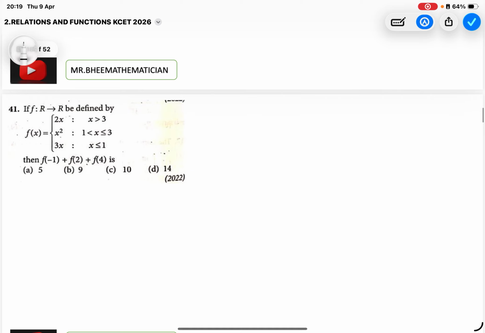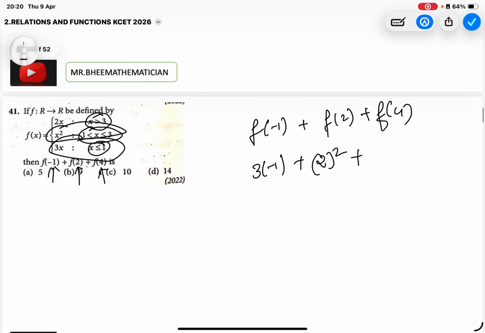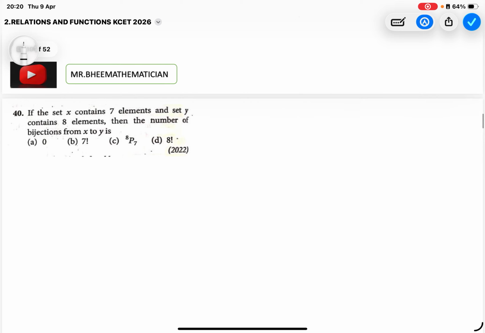Next, this is very easy. Minus 1 is less than 1. 2 is in between 1 and 3. 4 is greater than 3. Then f of minus 1 plus f of 2 plus f of 4. Use this function for minus 1: 3 into minus 1. For 2, the second function, 2 square. For 4, use 2x: 2 into 4. Minus 3 plus 4 plus 8 is 12 minus 3, which is 9. Option B is correct.